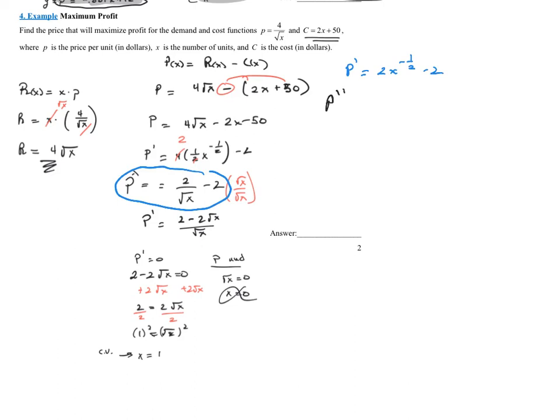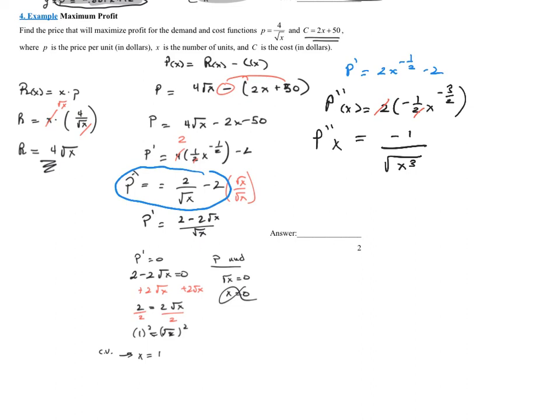So when I find the second derivative of this, it's going to be 2 times negative 1/2 x to the negative 3/2. Derivative of negative 2 is 0. Simplifying my 2's, figure out what I have here. This would be a negative 1 over the square root of x cubed.